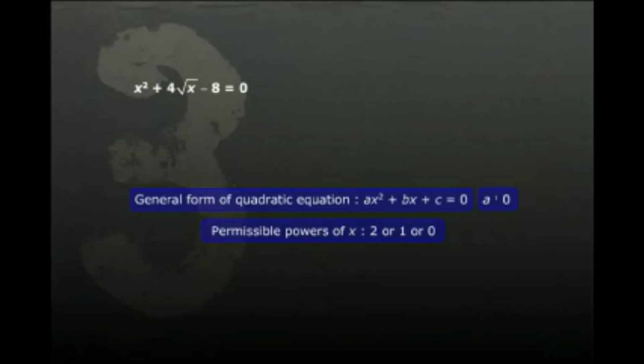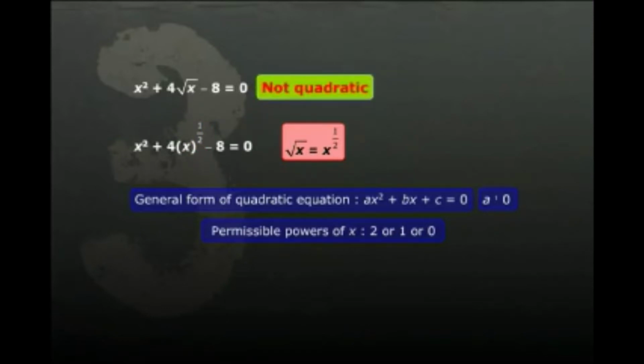We can also write root x as x to the power 1 by 2. So the whole equation can be rewritten as x squared plus 4 into x to the power 1 by 2 minus 8 equals 0. But hey, we had just said that the permissible powers of variable x are only 2 and 1. So where did this 1 by 2 come from? This means that this equation is not quadratic in nature.